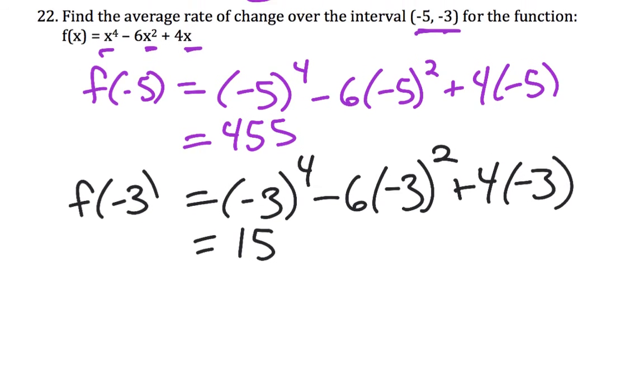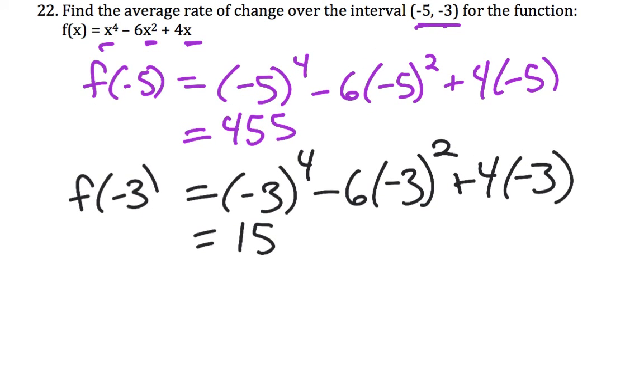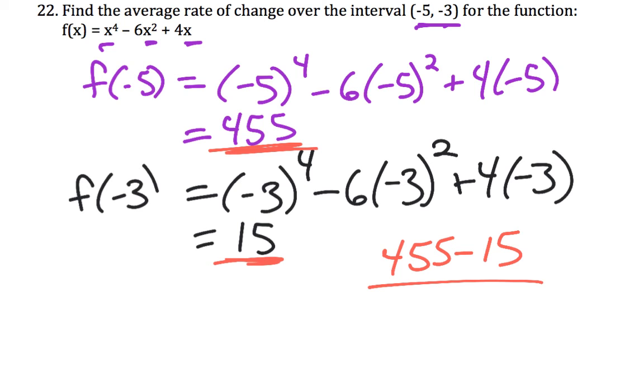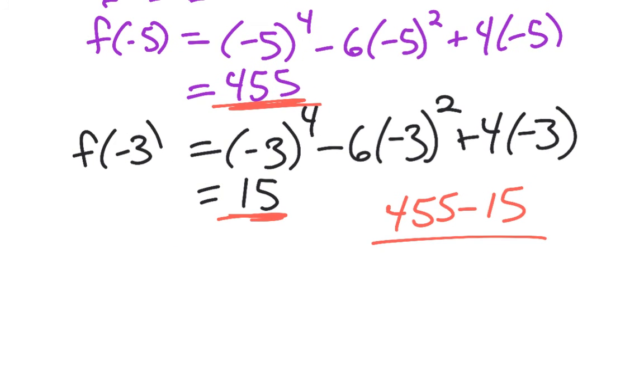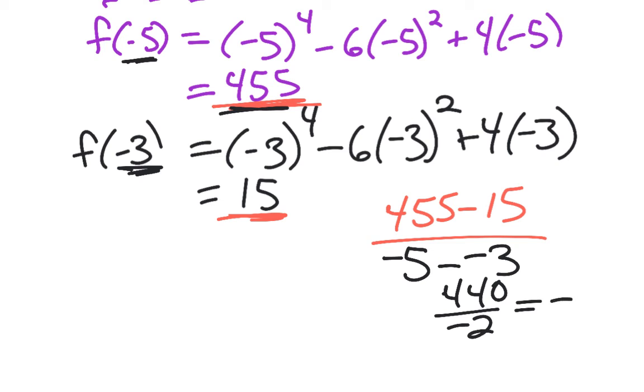Now, the average rate of change, guys, that's just the slope. So this is your y's. So it's the change in the y, 455 minus 15, over the change in the x. And that would have been the interval that we just looked at right here. The negative 5 goes with the 455, so negative 5 minus the negative 3 goes with this one. So this comes out to be 440 over negative 2, which is negative 220.